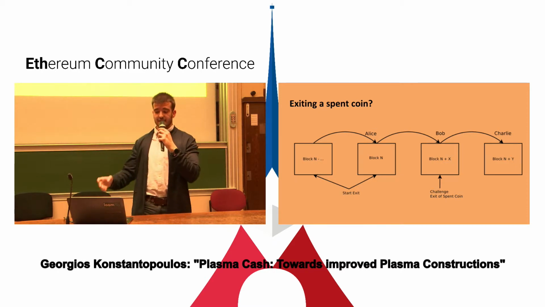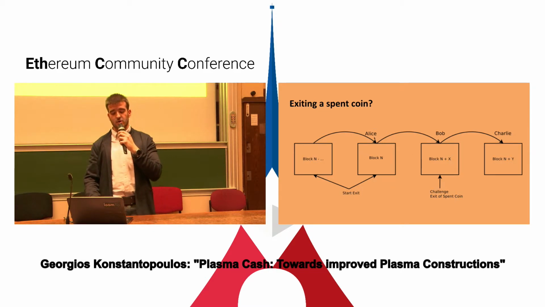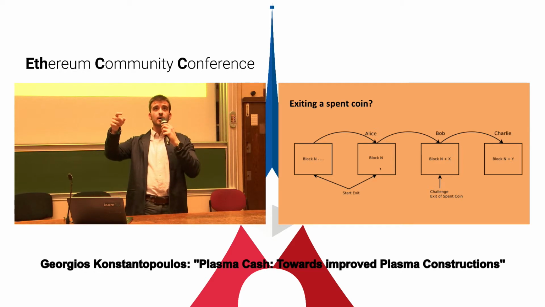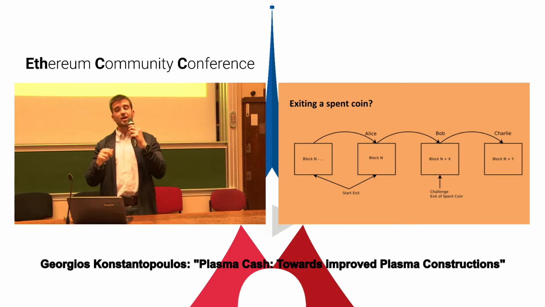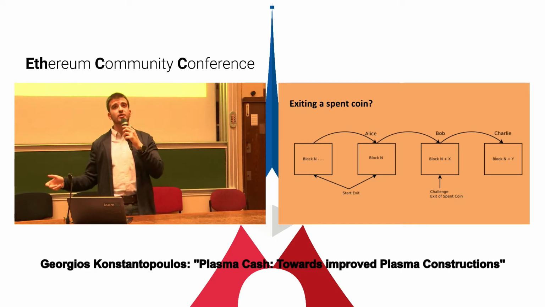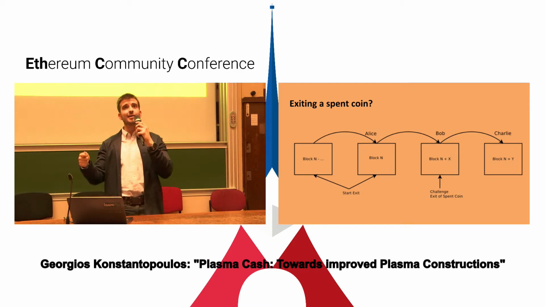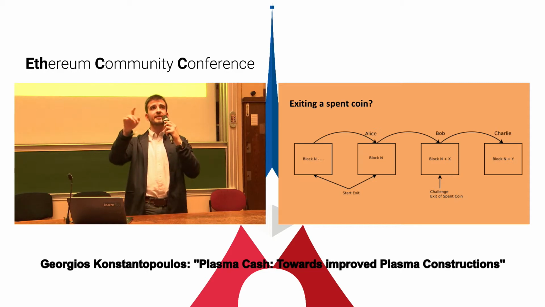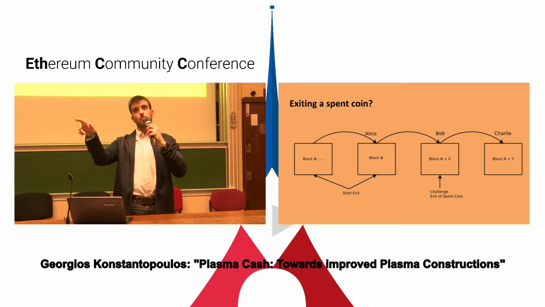So basically, the very first challenge is the non-interactive one, where I have a coin, I spend it to somebody, and then I directly try to exit it. So I'm trying to exit a spent coin. And the very simple challenge is that you reveal the spending transaction. So at block 2, I try to exit, and somebody can challenge by revealing a spend from block 2.